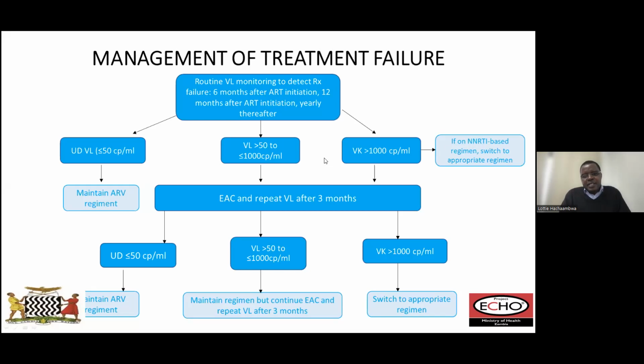If it's above 1,000, that's the definition of treatment failure based on the World Health Organization: 2 viral loads that are interspaced with EAC, and there are at least 1,000 copies per ml. You switch to the appropriate regimen. So with the first option, if you repeat the viral load and it's above 1,000 copies per ml, and if they're on an NNRTI-based regimen, you switch to the appropriate regimen, again based on the previous table that we had. Next slide.